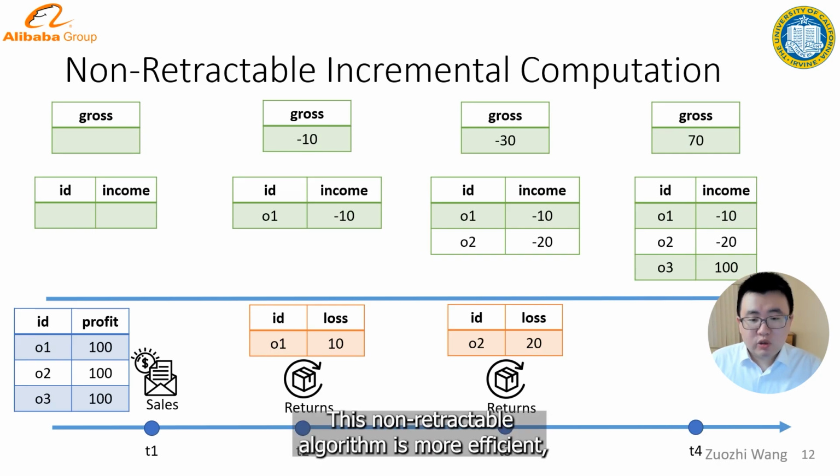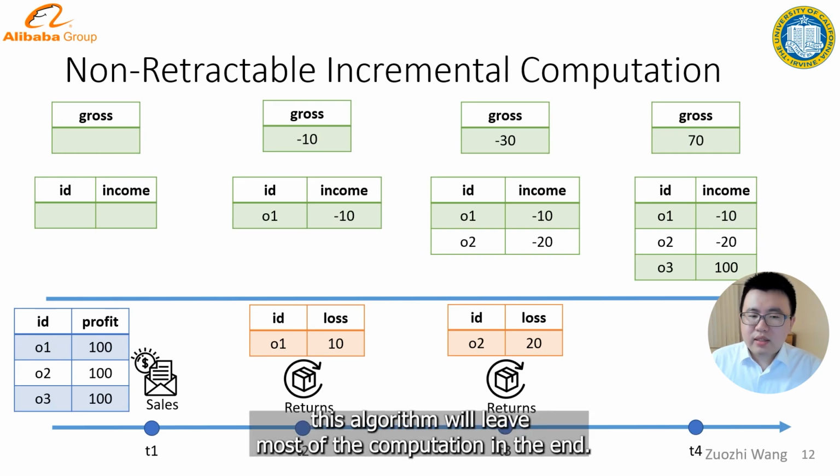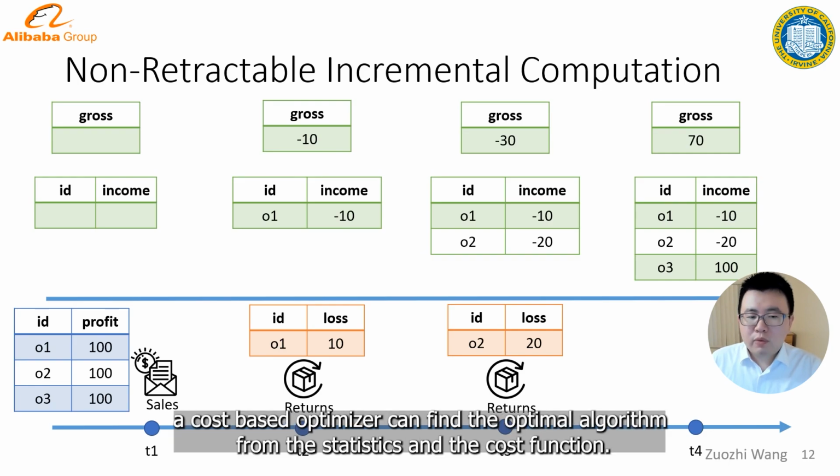This non-retractable algorithm is more efficient when there are many return orders. However, if the return orders are rare, this algorithm will leave most of the computation to the end. Instead of letting users manually choose an algorithm to use, a cost-based optimizer can find the optimal algorithm from the statistics and the cost function.